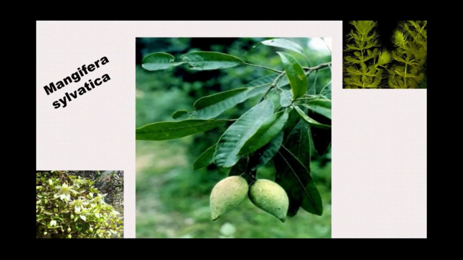Now, this is a mango plant belonging to family Anacardiaceae. Its name is Mangifera sylvatica. It is found in the Himalayan region. It is known as Himalayan mango, Nepal mango, and pickling mango. It is also found in Bangladesh, Cambodia, China, and some parts of Nepal, Bhutan, and Thailand. This is also an endangered species of India.